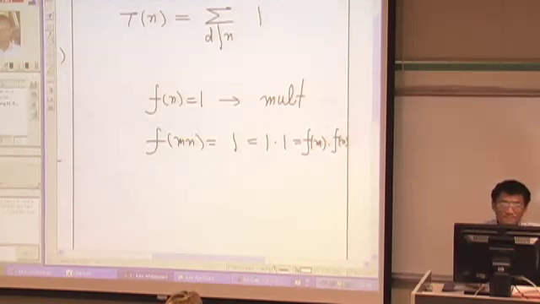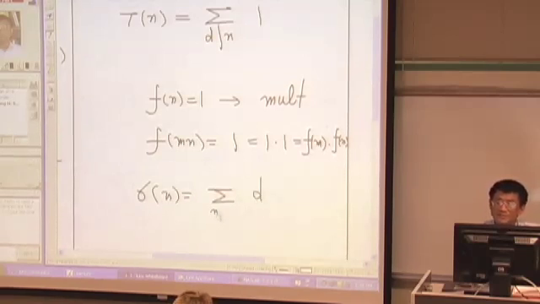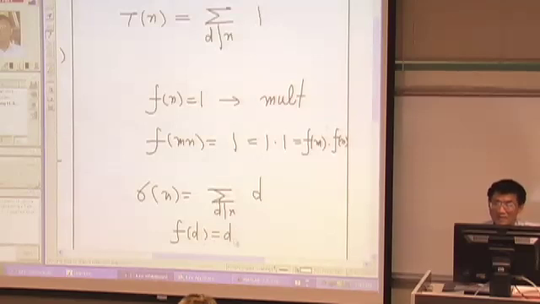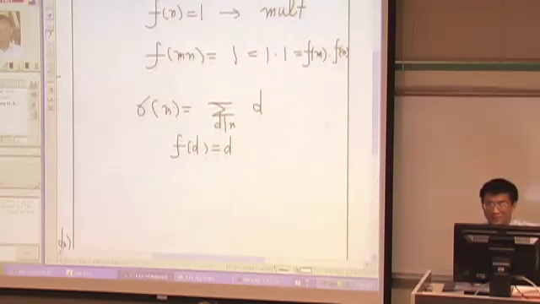And the second part, sigma of n, which is defined by the sum of all divisors. Last time I mentioned these things for any power. This is the zeroth power, and this is the first power. Then call the function f of d equal to d. Then this is multiplicative. Why?